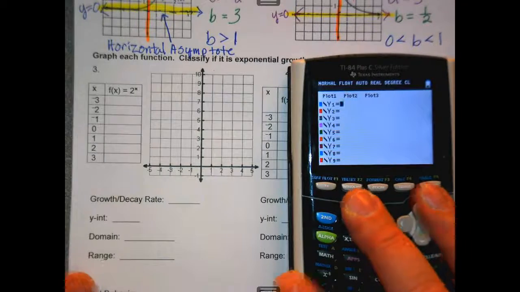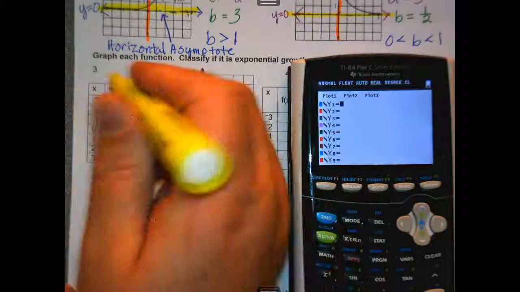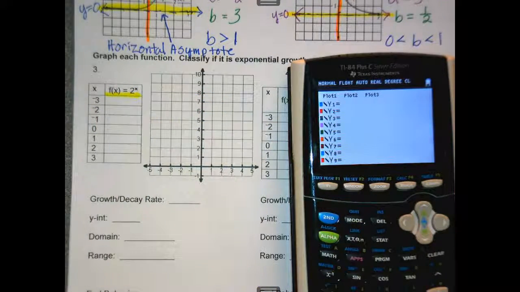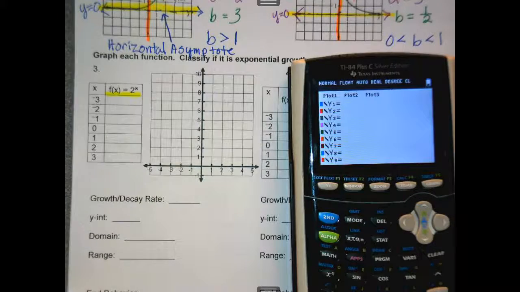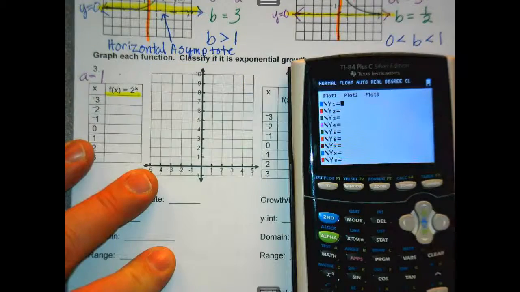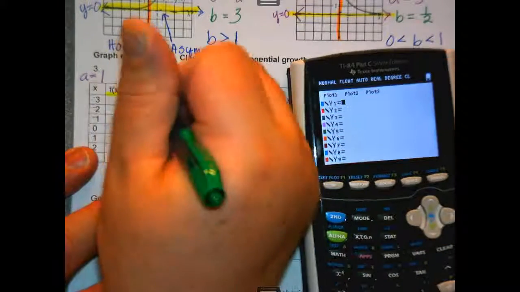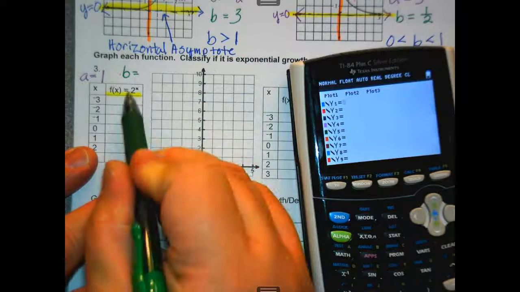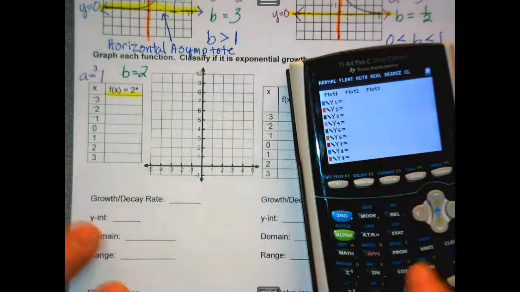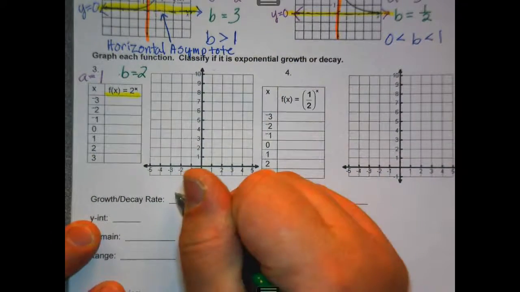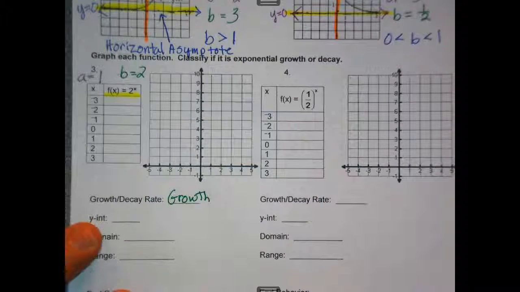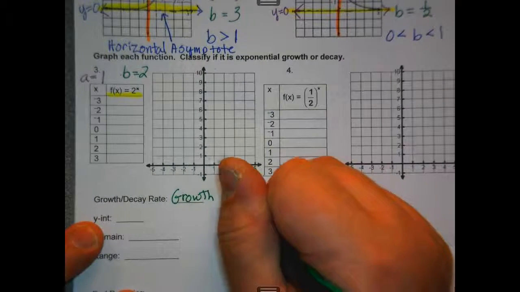All right, let's do a problem. The f of x equals 2 to the x. All right, what's my a? That's right, 1. What's my b? Because there's nothing there. Okay. My b is 2. So what kind of problem do I have here? I have a growth. And the rate of that growth is my a, which is 1.